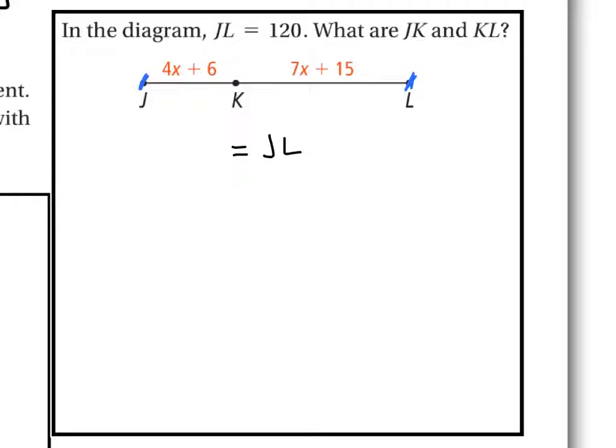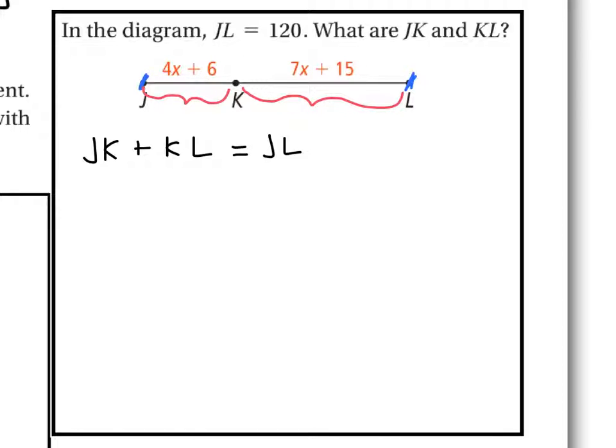Okay? Well, now JL is broken into two pieces. So this is where that segment addition postulate comes into play. We now know that those two pieces are going to add together to give us JL. That is what our segment addition postulate says. So I can say that JK plus KL equals JL.